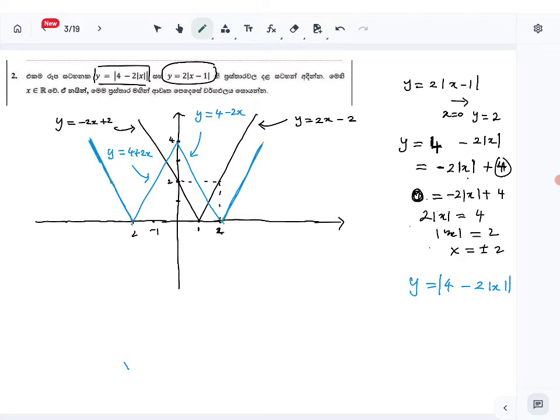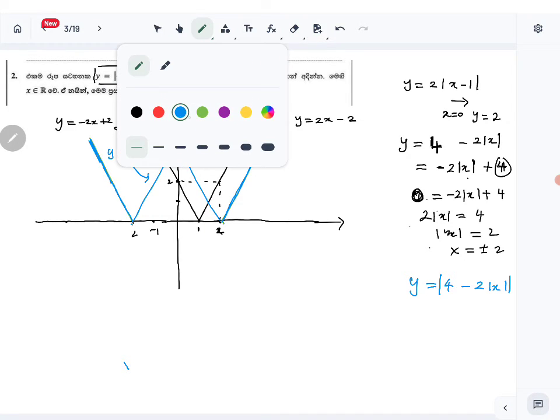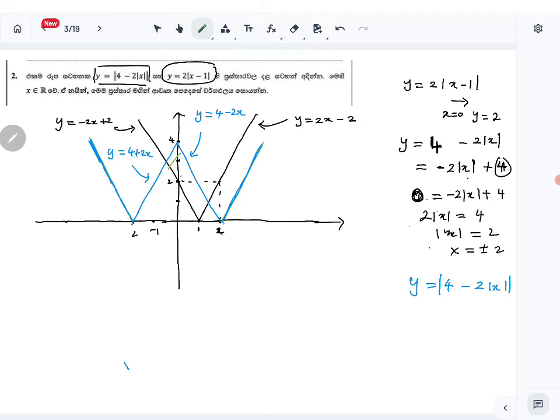Now, what is the second part of the question? So the graphing part is done. Hence, find the area that is enclosed by these two curves. So what is that area? That is this part. The area enclosed by these two curves is this green part. That's a parallelogram shape, right?